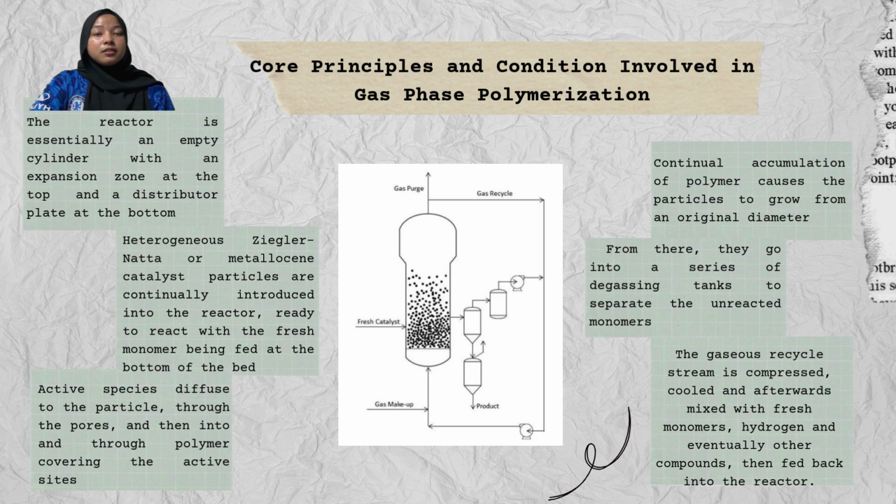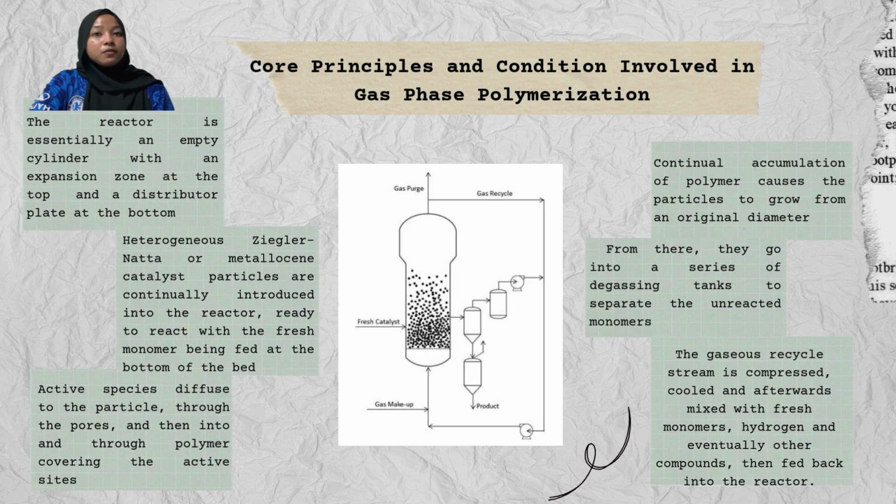The reactor is essentially an empty cylinder with an expansion zone at the top to reduce the gas velocity and help prevent any fine particles from flowing out of the reactor and into the recycle compressor, and a distributor plate at the bottom. Heterogeneous Ziegler-Natta or metallocene catalyst or pre-polymerized catalyst particles are continually introduced into the reactor, ready to react with the fresh monomer being fed at the bottom of the bed.